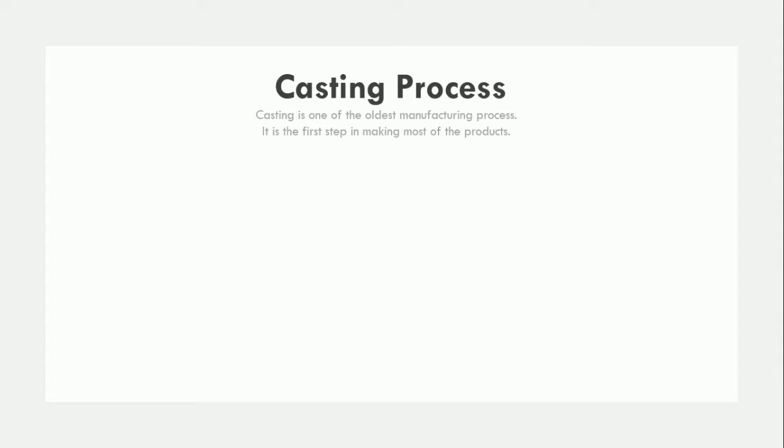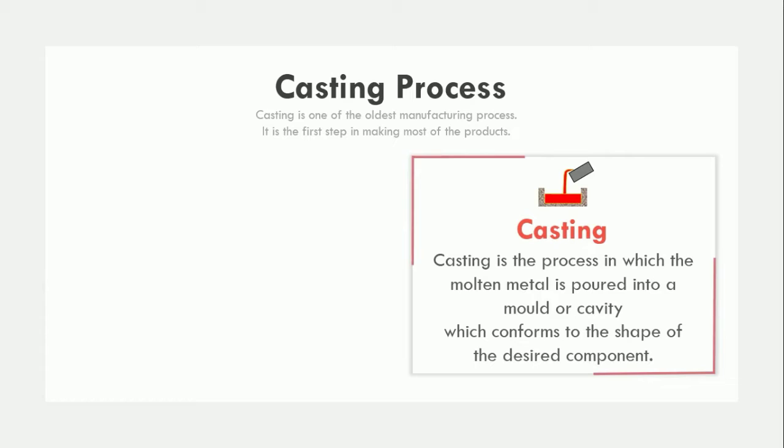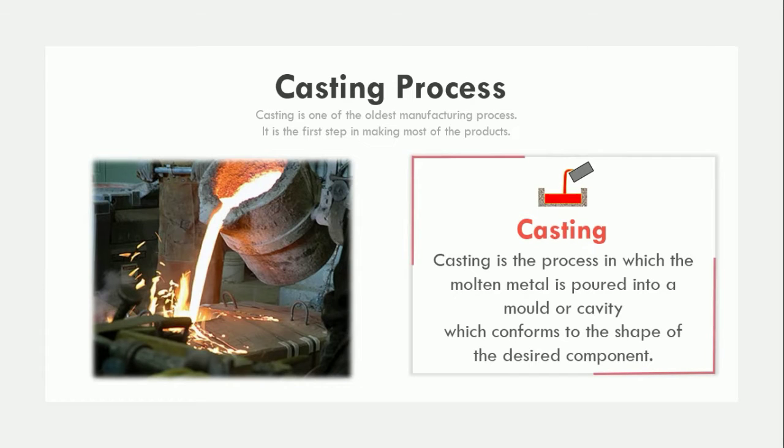Casting is actually one of the oldest manufacturing processes. Actually, it is the first step in making most of the products. So let's move to the definition of casting. Casting is the process in which molten metal is poured into a mold or cavity which conforms to the shape of the desired component. That simply means casting.